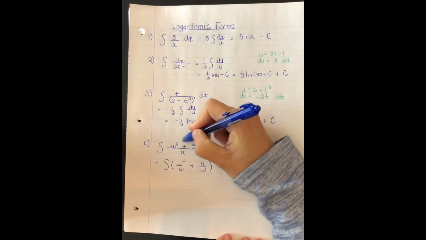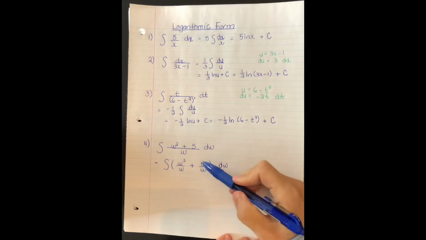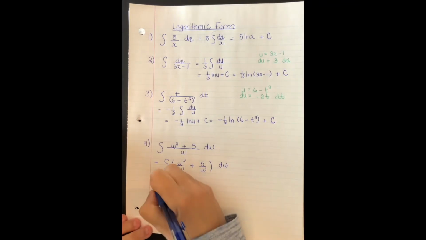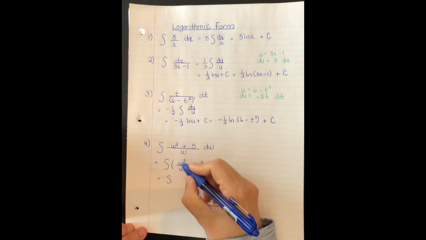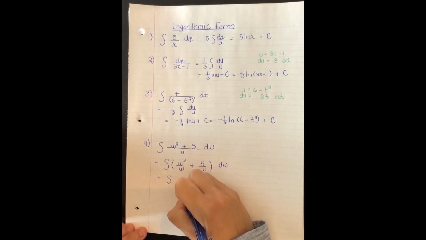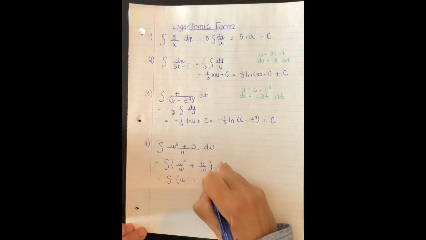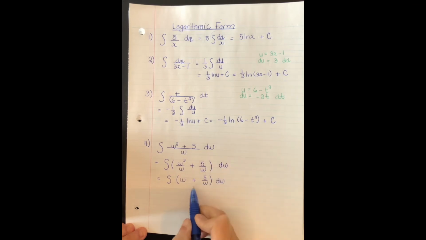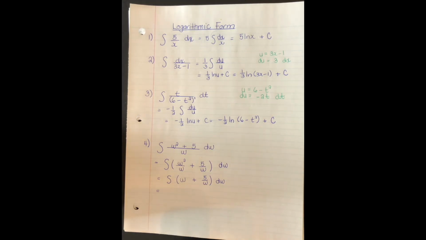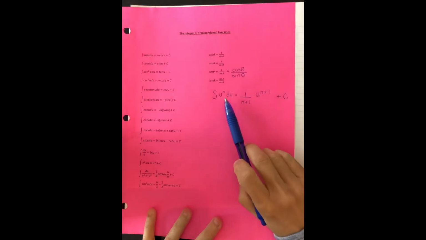Okay, so we take this, split it into our 2 fractions, and now simplify within each. This first fraction is just w. So now we have w plus 5 over w, and it's a sum. So we can just integrate each term separately with respect to w. So what would the integral of w be with respect to w? We would simply use this rule, okay?